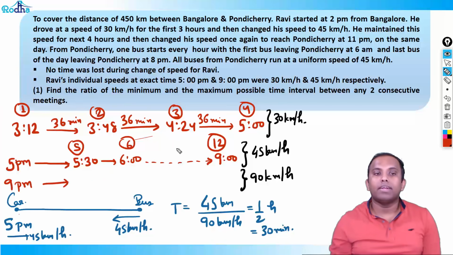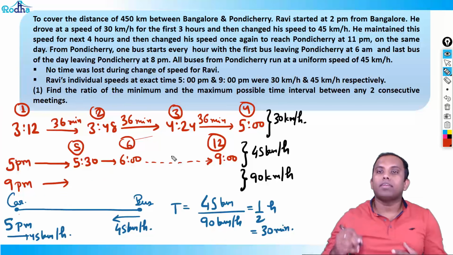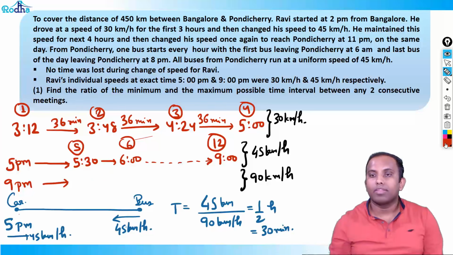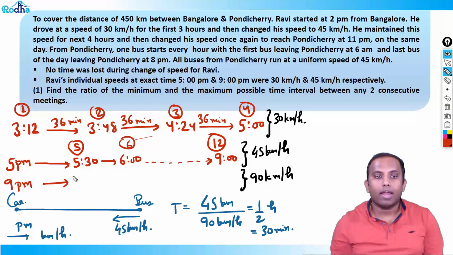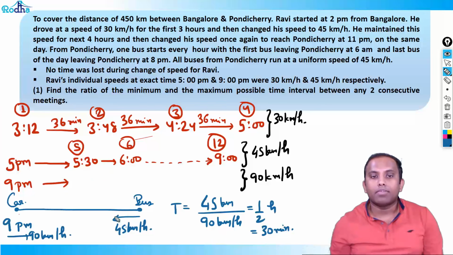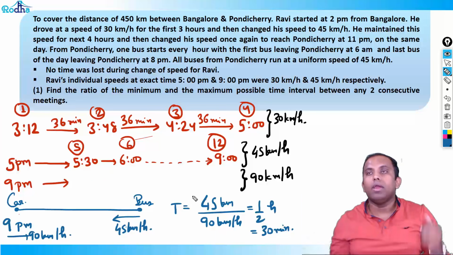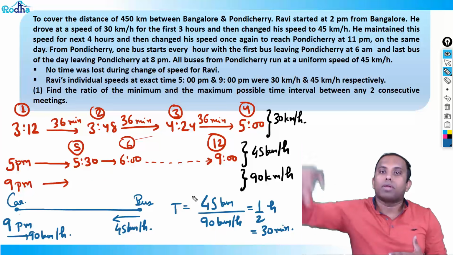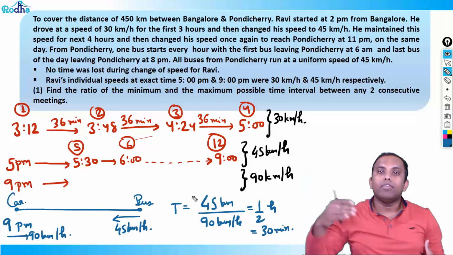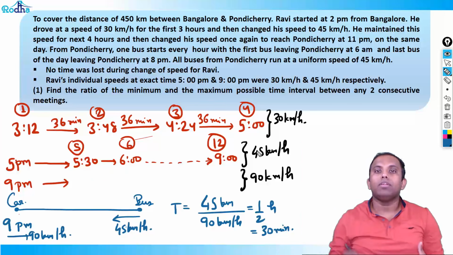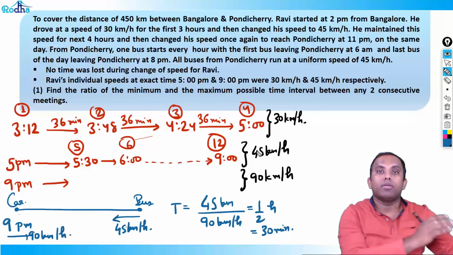Okay. When will I meet the 13th bus? Now again the 13th bus is at a distance of 45 kilometers from me, right? At 9 p.m. my speed is 90 kilometers per hour. Another bus is coming at 45 kilometers per hour. How much time will it take? The gap is 45 kilometers, for the same reason: they started from Pondicherry every hour at a speed of 45 kilometers per hour, so the gap between every bus is 45 kilometers.